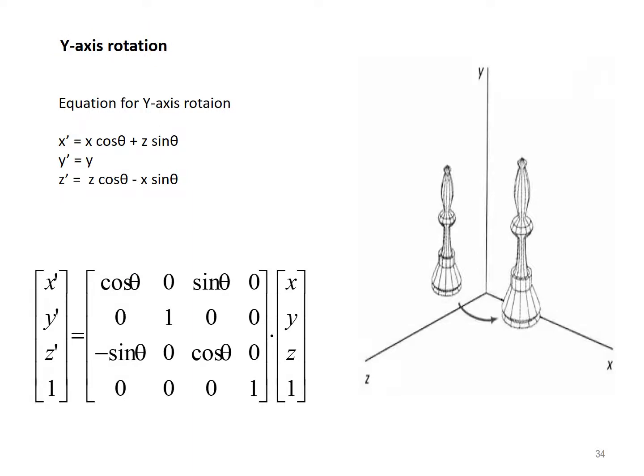Rotation with respect to y-axis. The resultant coordinates after the rotation with respect to y-axis are represented as x dash equal to x cos theta plus z sin theta, y dash equal to y, z dash equal to z cos theta minus x sin theta. And the resultant matrix is represented as cos theta, 0, sin theta, 0, 0, 1, 0, 0, minus sin theta, 0, cos theta, 0, 0, 0, 0, 1.